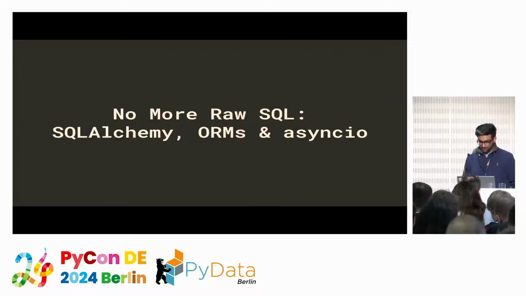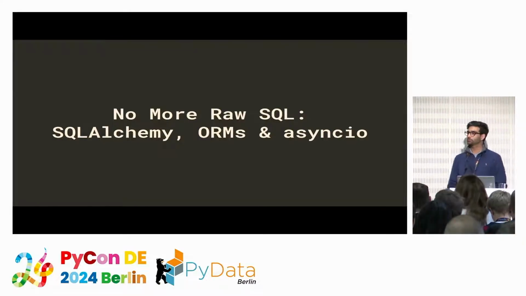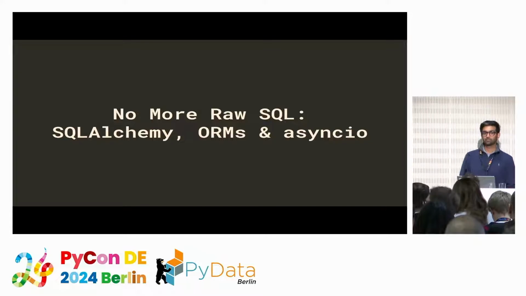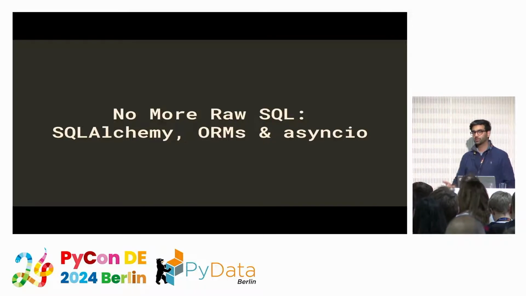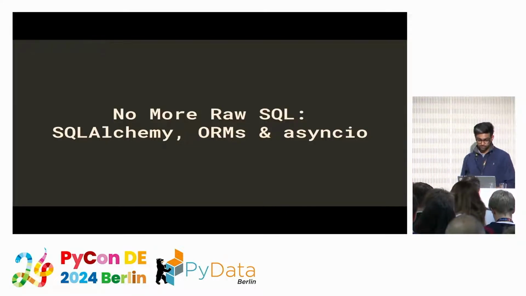So the topic of our tutorial today is No More Raw SQL: SQL Alchemy, ORMs, and asyncio, where we'll have a demo service using just a simple raw SQL. We'll introduce SQL Alchemy to it, we'll add ORMs to it, and then we'll also convert our synchronous service to an asynchronous manner using asyncio.